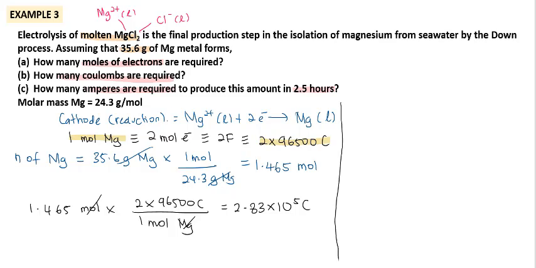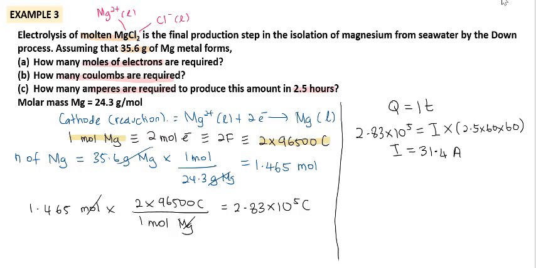And for the last question, how many amperes are required? Use Q equals IT. Since we have our Q, 2.83 times 10 to the power of 5 coulomb equals I times the time taken, change it into seconds, times 60 times 60. So the ampere required in this electrolysis is 31.4 ampere.